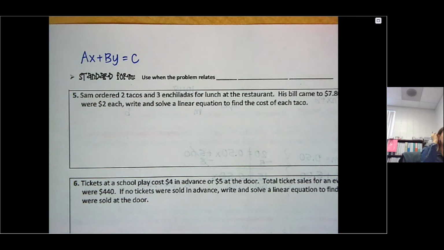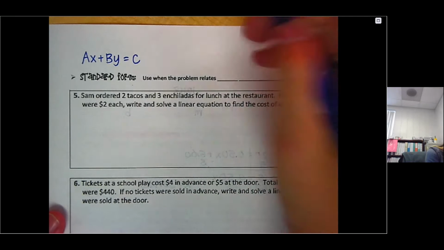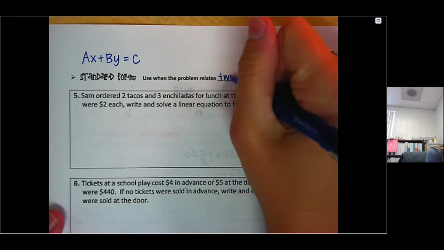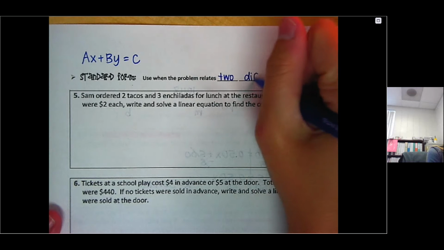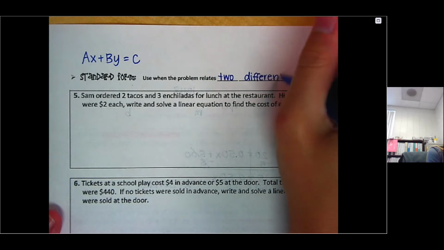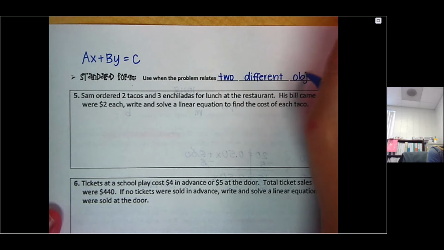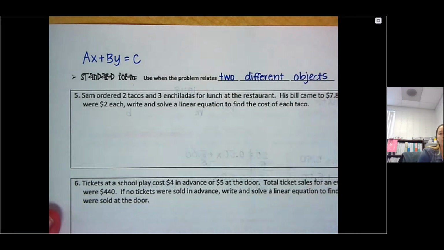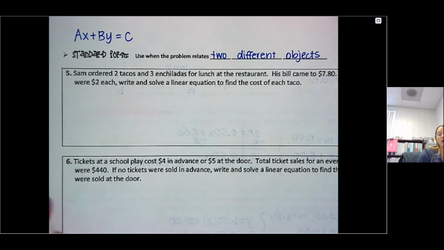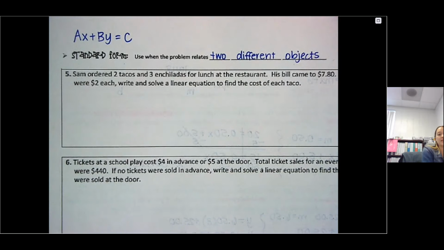I use standard form when your problem has 2 different objects. So we use this when my problem relates 2 different objects, and I'll show you what I mean. So, number 5 says, Sam ordered 2 tacos and 3 enchiladas for lunch at a restaurant.